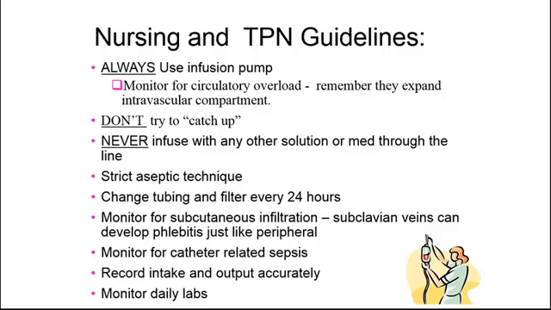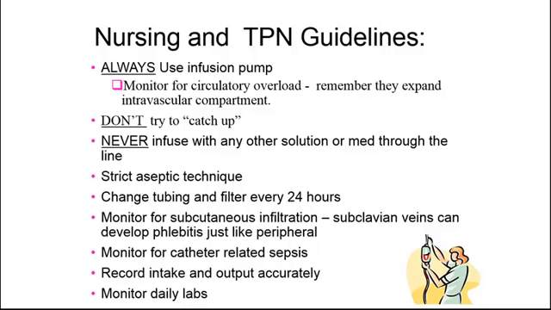We are always going to use an infusion pump. If there are lipids in the TPN, it has to be through a central line. It cannot be a peripheral IV at all if it has lipids. We're going to closely monitor for circulatory overload. Remember that the fluid expands the intravascular compartment. We never ever try to catch up if it's running behind. If a TPN runs out, we need to hang a D10W while we're waiting for pharmacy to send us the next 24 hours of TPN.